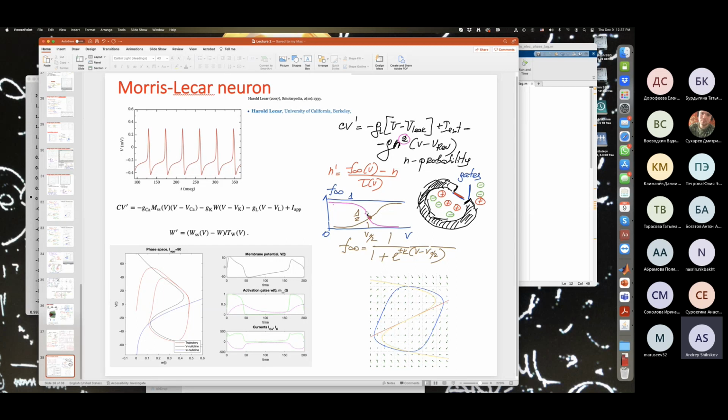So the pink curve should actually look like a step function, right? That's why it doesn't have any dynamics, because it's either 0 or 1, and it doesn't take any intermediate values in between. So it's called instantaneous dynamics.